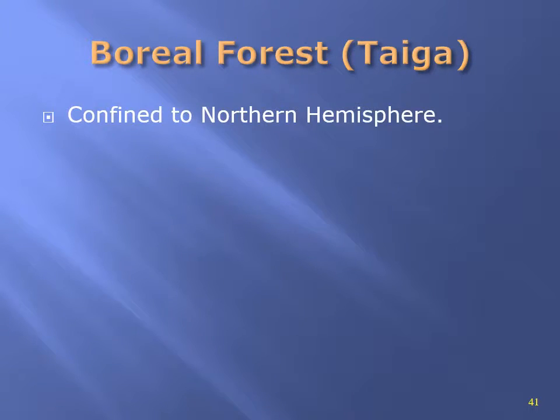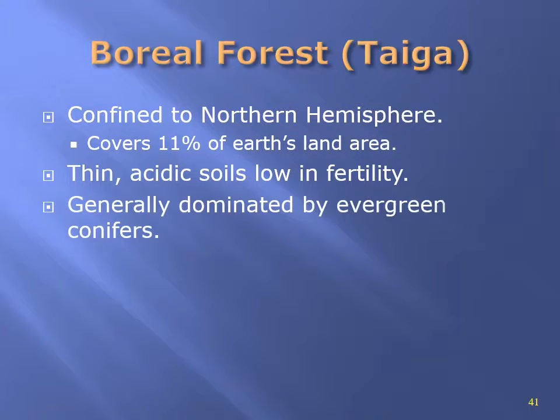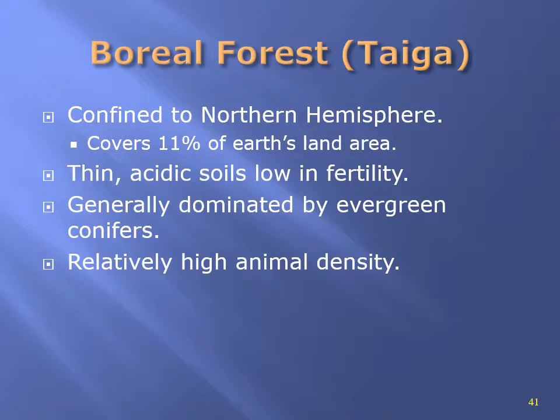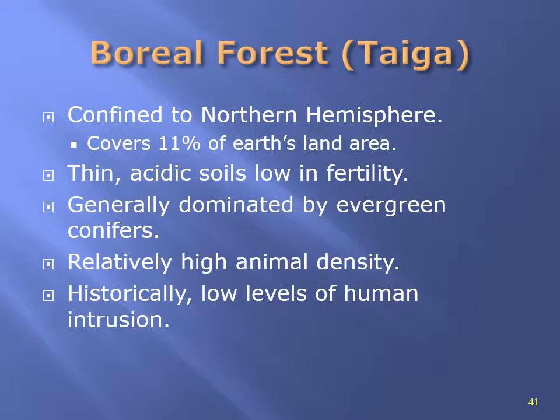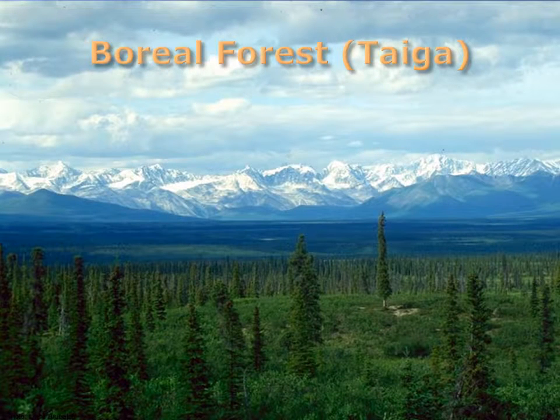Next biome is the boreal forest or the taiga. It's confined to the northern hemisphere, covers 11% of the Earth's land area. It has thin acidic soils that are low in fertility, so not really good for growth here. Generally dominated by evergreen conifers, relatively high animal density, and historically low levels of human intrusion. There's a picture here of the boreal forest.